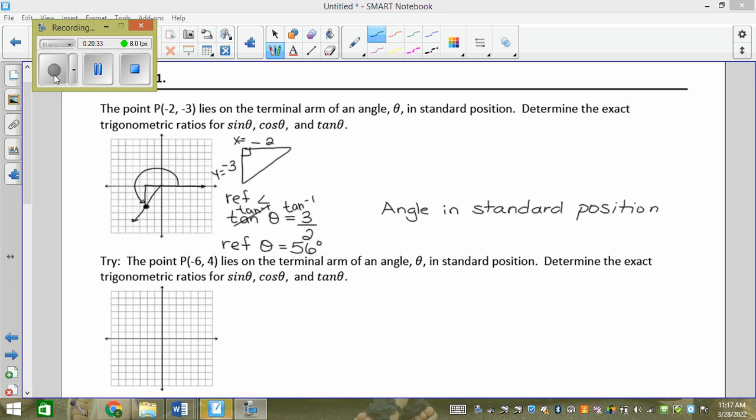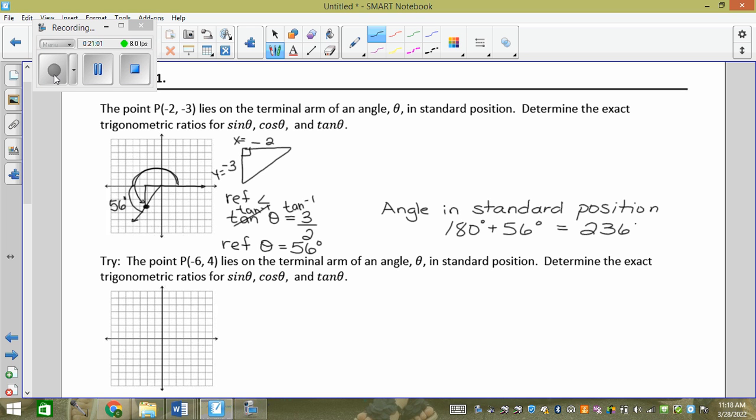If my reference angle is 56, which seems realistic to how this is drawn, right? It should make sense if you're drawing on a Cartesian plane with an actual coordinate. How do I get the angle in standard position? 180 plus 56, because it takes me 180 to get to here, plus 56 more. And you get 236 degrees.